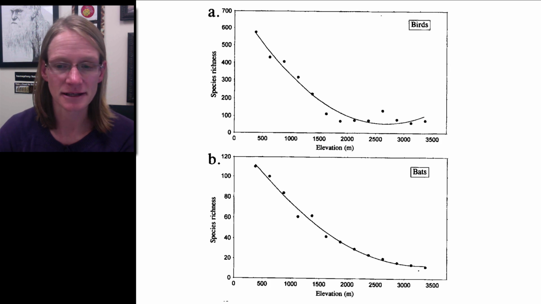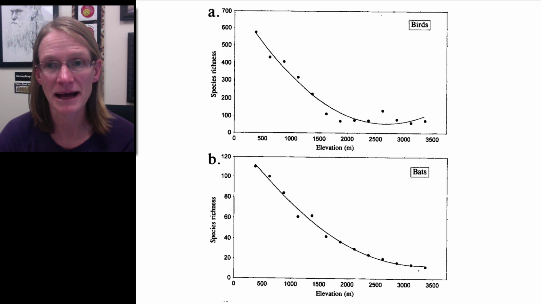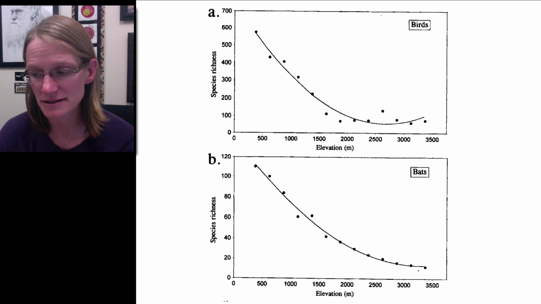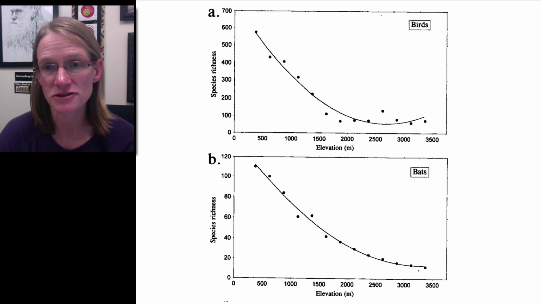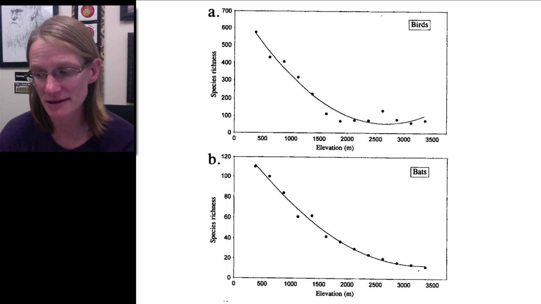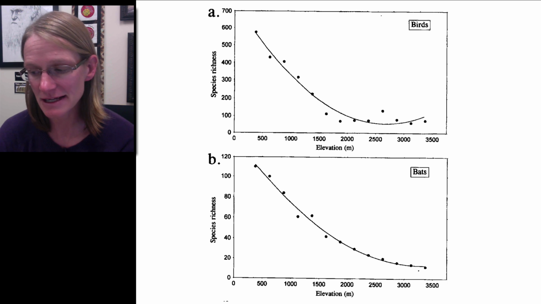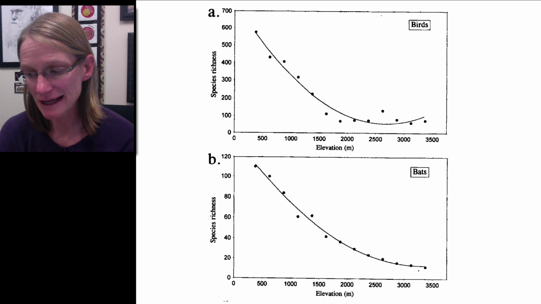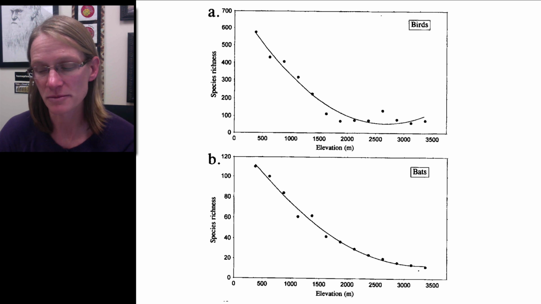So now the 5th study that I wanted us to talk about was by Patterson and colleagues, and it was published in 1998. The authors in this study compiled distribution data of birds and bats in an area in southeastern Peru. The data they chose were pooled into little areas or elevational bands that were about 250 meters wide along this elevation gradient.